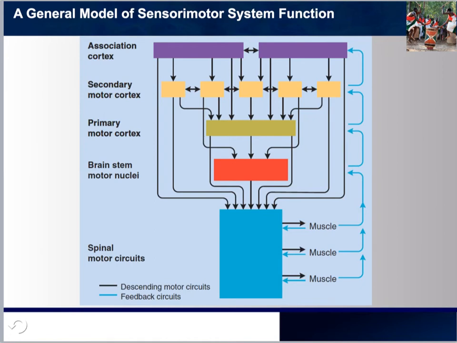It's also important for us to note how similar this is to the sensory system hierarchy. In sensory systems, the information mainly flows up through the hierarchy. These are feedback circuits. In the sensorimotor system, the information mainly flows down, and that would again be a response from the brain down to the motor response.